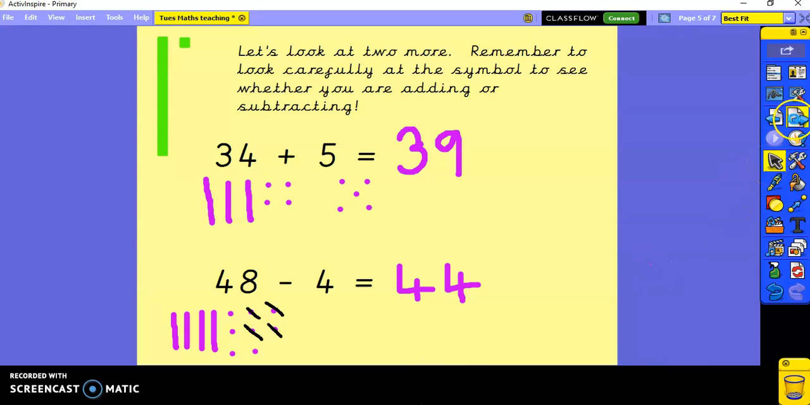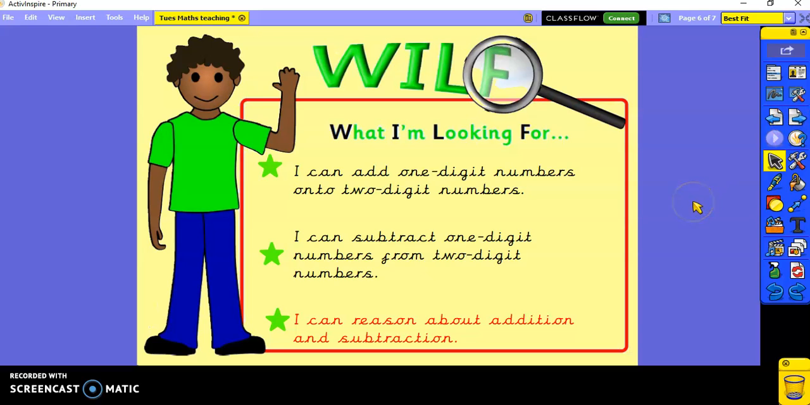So let's have a look at our wolf for today. So today, what am I looking for in your work? I'm looking to see that you can add 1-digit numbers onto 2-digit numbers. I'm looking to see if you can subtract 1-digit numbers away from 2-digit numbers. And then there is a little bit of a challenge about reasoning about addition and subtraction.